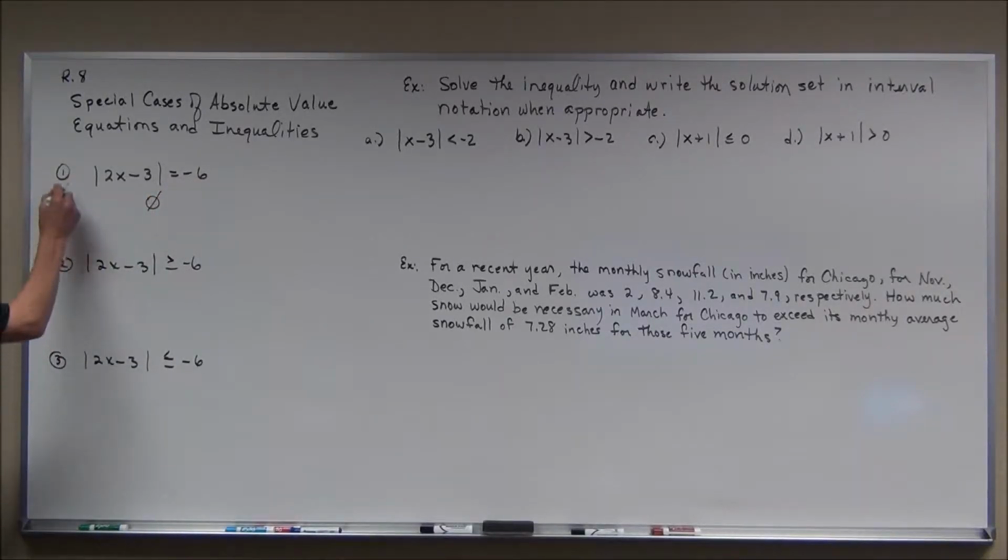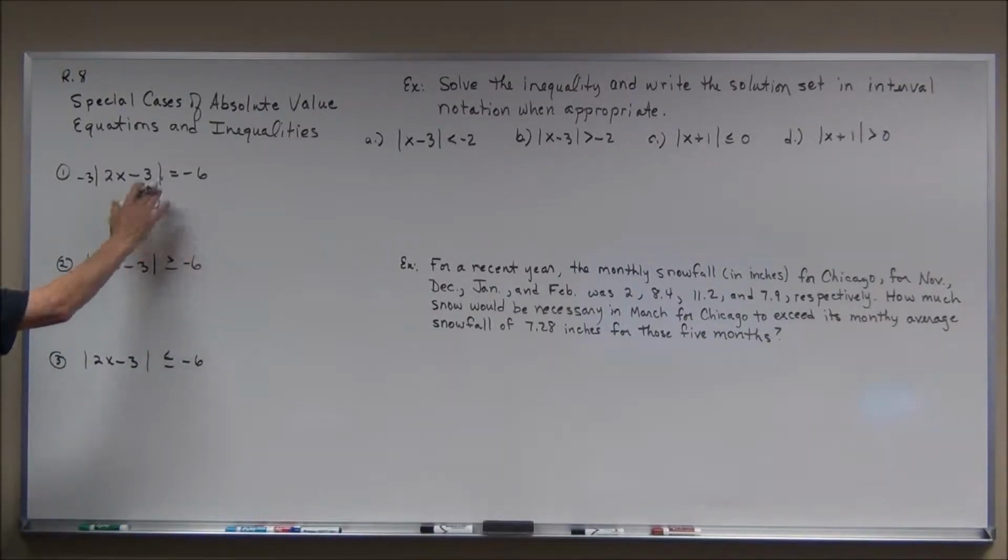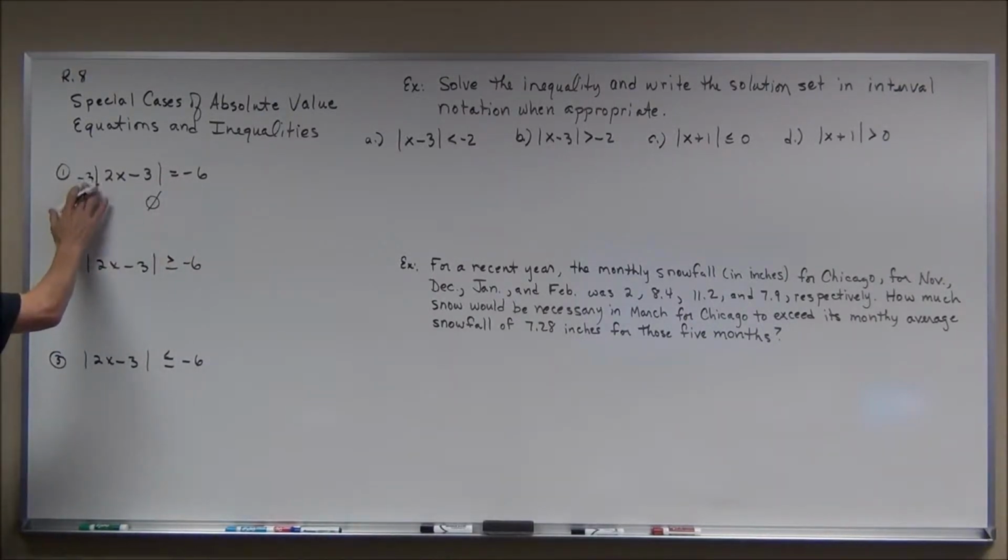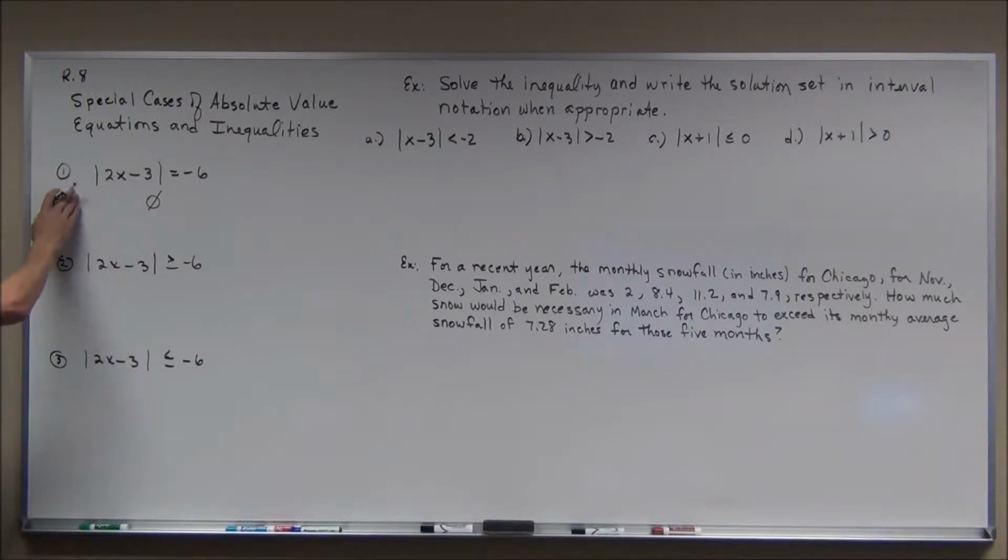Now, if there's a -3 out here or something that you have to divide both sides by first, then that becomes a positive number and you'll work it and you'll get an answer. So be on the lookout for that. Make sure the absolute value is isolated.